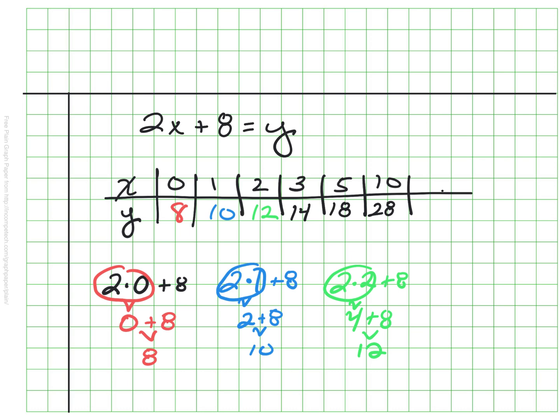How'd you do? Hopefully you were able to figure out that if you evaluate this rule and fill in your table, that when x is 3, y is 14, when x is 5, y is 18, and when x is 10, y is 28, right? And we can kind of keep ourselves organized in that space.